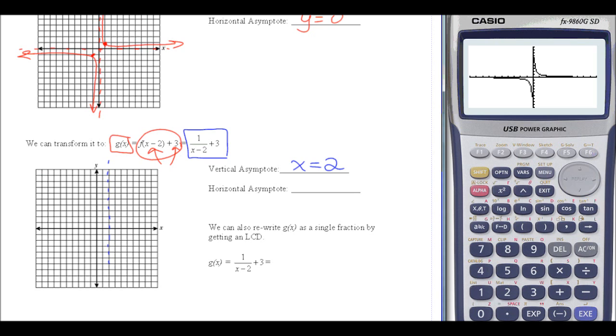And I can also graph that asymptote. My other points are all going to stay the same. These figures are congruent. They're the same shape. And it looks like this now. So that's the graph transformed.